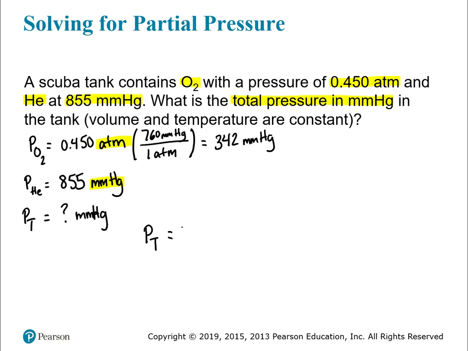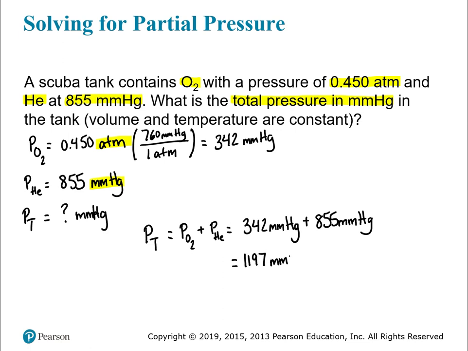The total pressure is going to be equal to the partial pressure of the oxygen plus the partial pressure of the helium. When you add those together, you get 1197 millimeters of mercury.